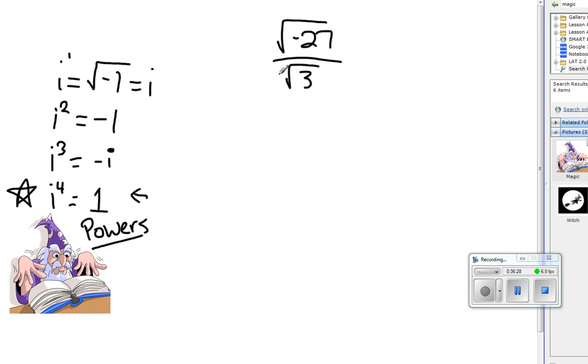So is this top part going to stay the same? Yes, top part stays the same. Bottom part, it's going to be i times square root of 9 times square root of 3. What can we do with the bottom? You can simplify. Nothing. And then you cancel out the 3. So you cancel this out, and it's 3i. That's it.